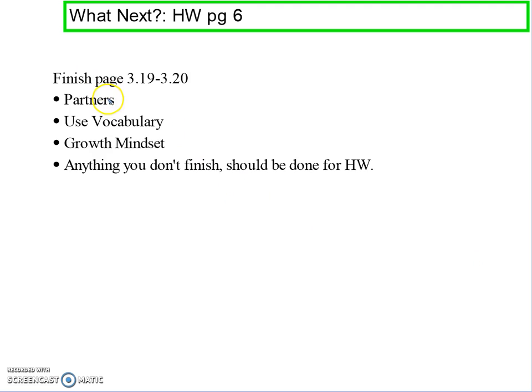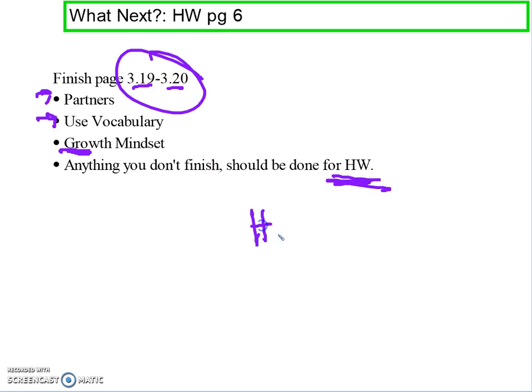Okay, so for the rest of their time, I want you working on page 19 and 20, some good practice questions. You can use partners as long as you're working. If it seems like you're not getting any work done, switch to individuals. Make sure you use vocabulary, electronegativity, metal, nonmetal, etc. Use that growth mindset, so when it's tough, don't give up. Persevere. And anything you don't finish, you need to do for homework. So page 19 and 20, in addition to homework page 6, should be done by the time I come back.